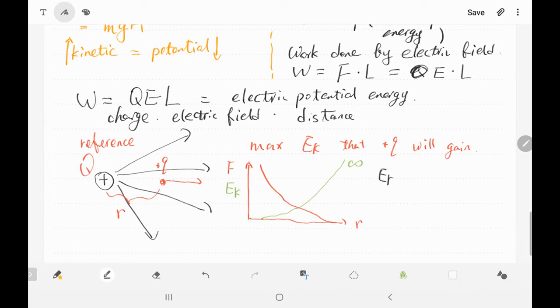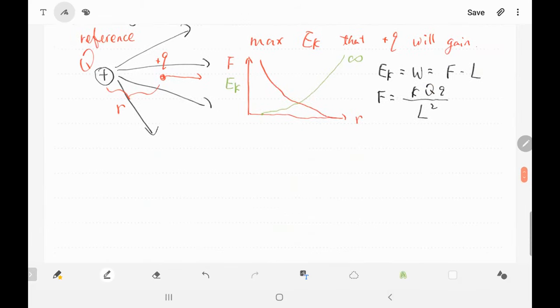The kinetic energy is equal to the work, and the work is equal to the force times L, the distance. But the force is not a constant. We know the force equals k times Q little q over distance squared, right? So the force is a function of L, so we cannot use the simple multiplication to calculate the work. We have to use an integral. So we integrate the force over the distance.